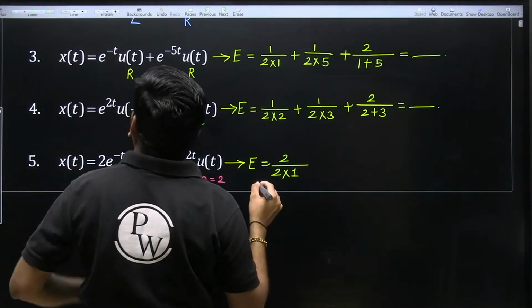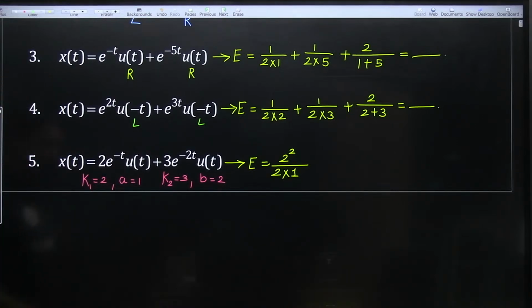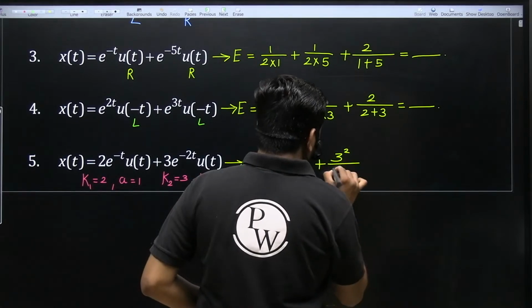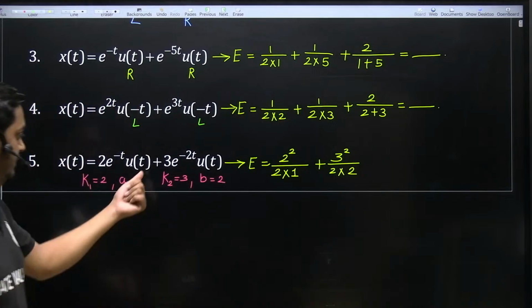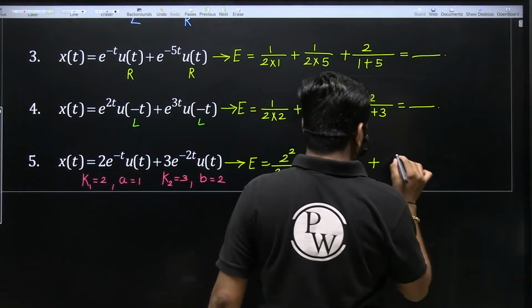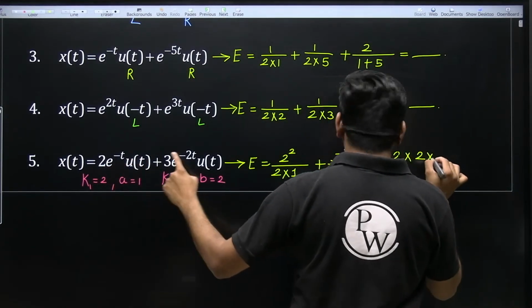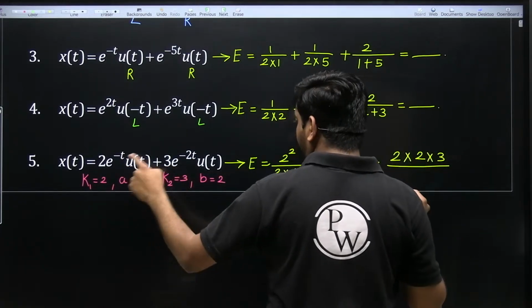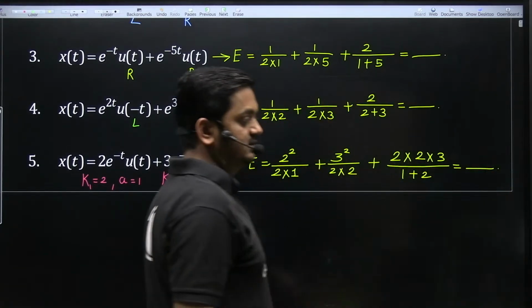Clear? 2 square upon 2 into a, plus the energy of the second signal, that is 3 square upon 2 into 2, guys, b equal to 2. Now here plus sign, that's why plus 2 K1 K2 divided by a plus b. Here K1 is 2 and K2 is 3, so 2 into 2 into 3 divided by a plus b. a is 1, b equal to 2. So 1 plus 2, and you can find the final answer.